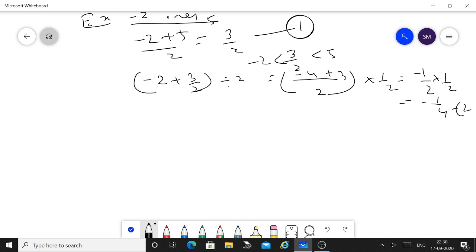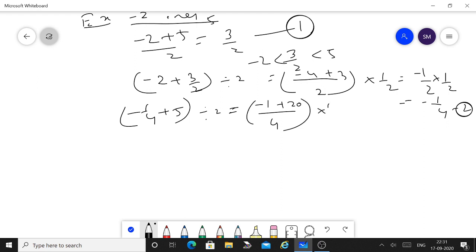You have to find 3 rational numbers. Then take -1 upon 4 plus 5, divided by 2. Then 4 is the LCM: -1 plus 20, divided by 2 means into 1 upon 2. Okay? Then what do you get? 19 upon 4 into 1 by 2, that is 19 upon 8. Okay?